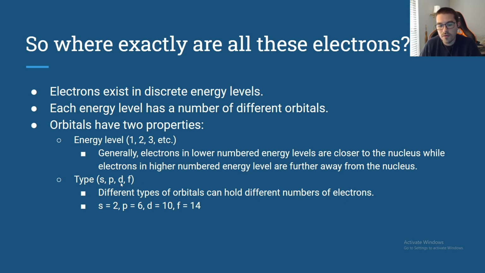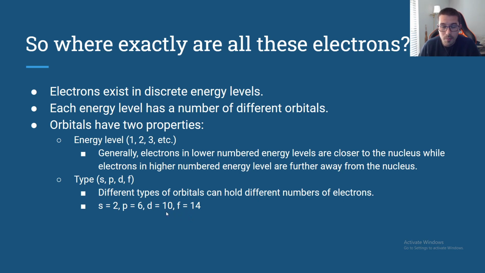The only thing that's different between these types is the shape, which essentially means how many electrons can fit there. So s orbitals can hold 2 electrons, p orbitals can hold 6, d orbitals can hold 10, and f orbitals can hold 14. Those of you that like patterns will probably notice that the difference between each of these types is 4. If you add 2 plus 4, you get 6, 6 plus 4 you get 10, 10 plus 4 you get 14.